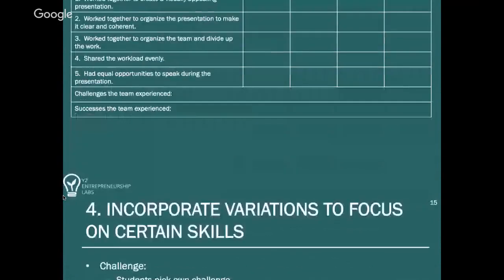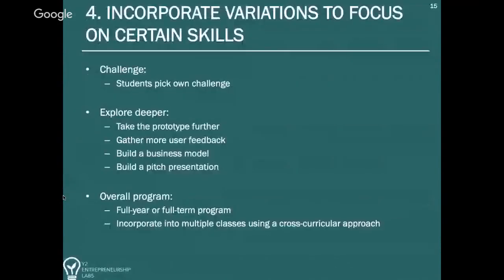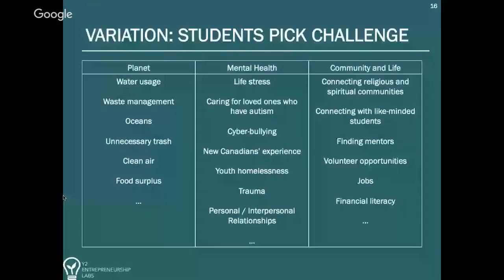So the last tip with design thinking: what I shared earlier was one version, and for me, it's a standard version of design thinking. There are several that might be relevant for you. So I'll go through each of these. The first variation is to let students pick the problem. So rather than the community partner coming in and saying, this is what our challenges are, give students the opportunity to choose what matters to them.